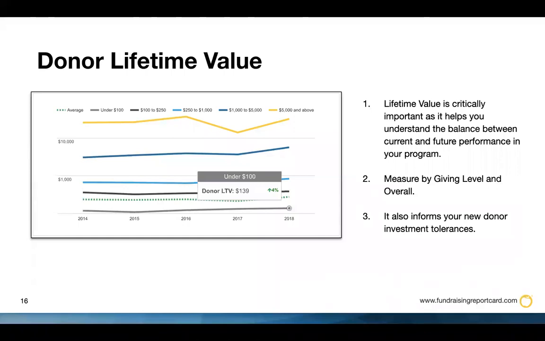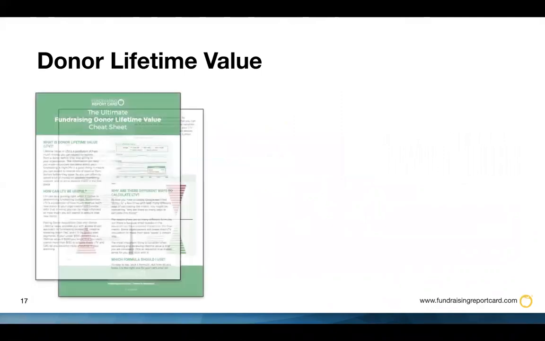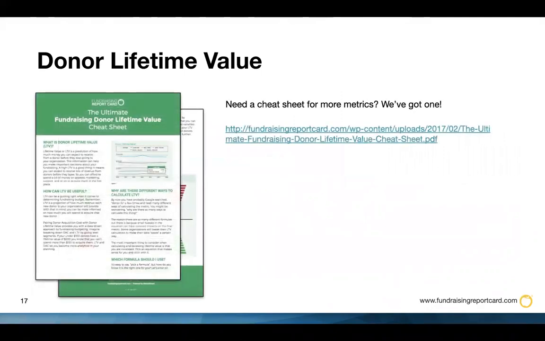So donor lifetime value is incredibly important to organizations, and everyone wants to know how to calculate it. We calculate it for you at Fundraising Report Card based upon the actual data clients submit. But if you need a cheat sheet for that, you can go into the ultimate cheat sheet for lifetime value. Here's a very long link. Again, don't worry, we'll send that to you so that you'll be able to download the cheat sheet on how to calculate donor lifetime value. It explains what it is, how it can be useful, the different ways, and how we calculate it here. It's 2 pages, very, very easy reading for you.